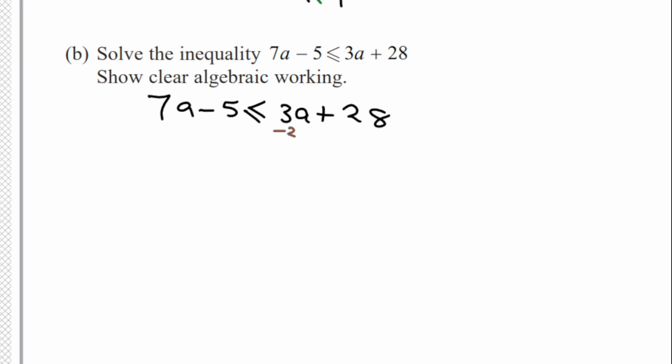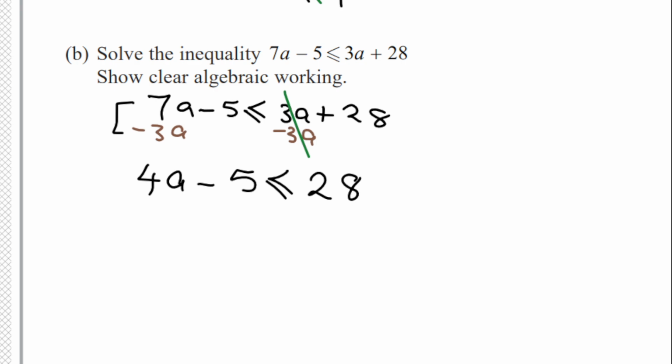So I'll do minus 3a on both sides. Why? To cancel this a. So this a here is gone now. On the left side, I have 7a minus 3a, which is 4a, minus 5 is less than or equals to 28. What do I do next?